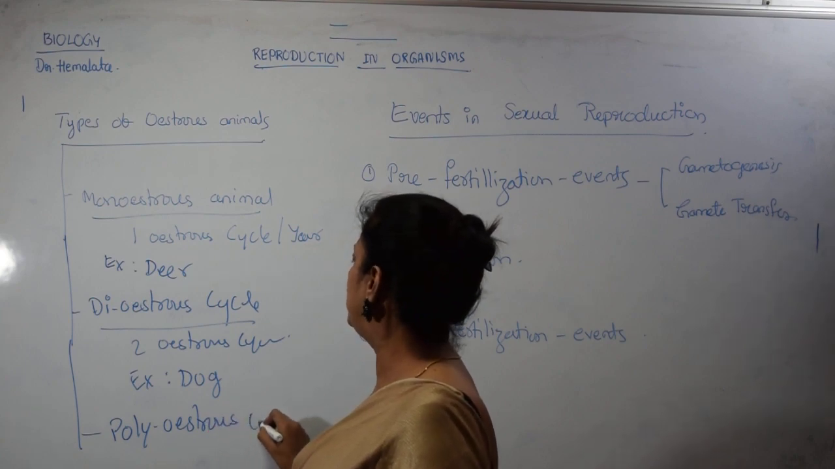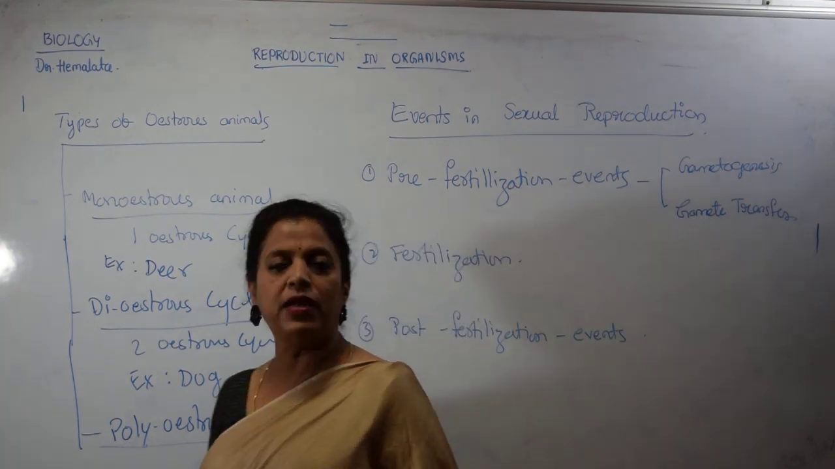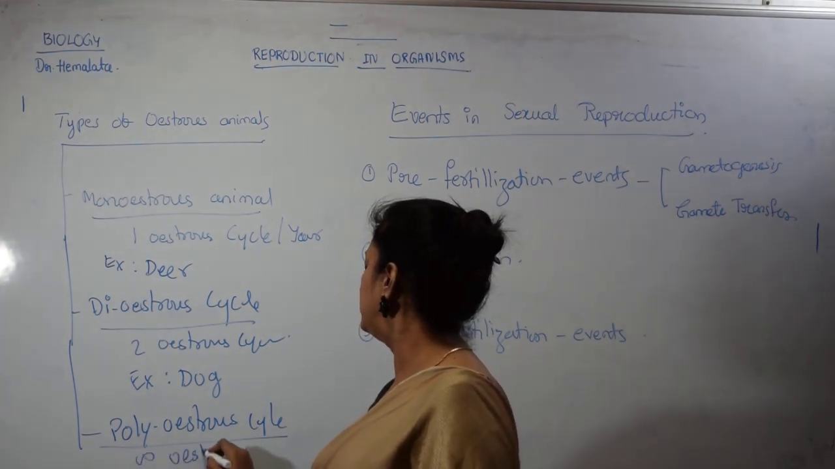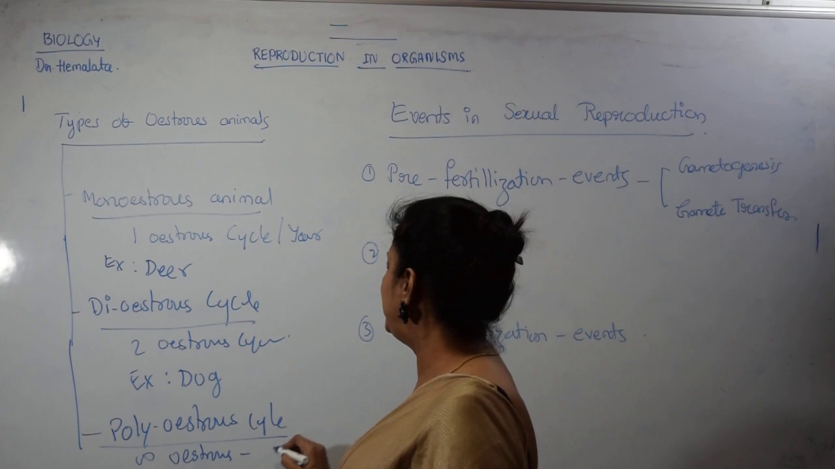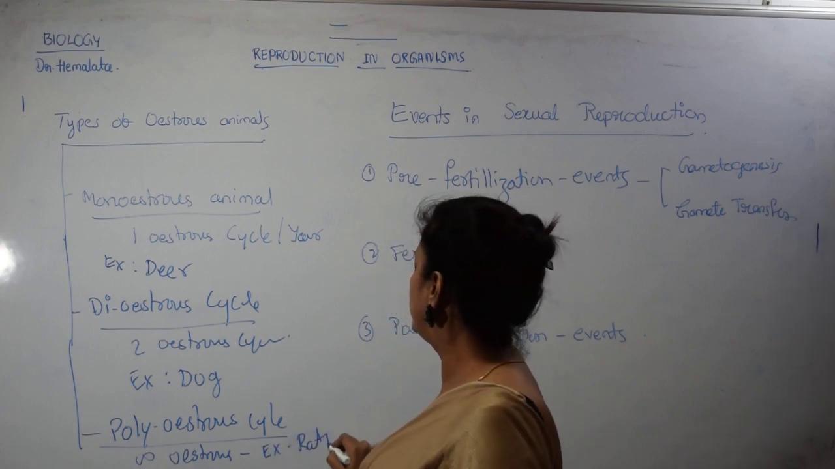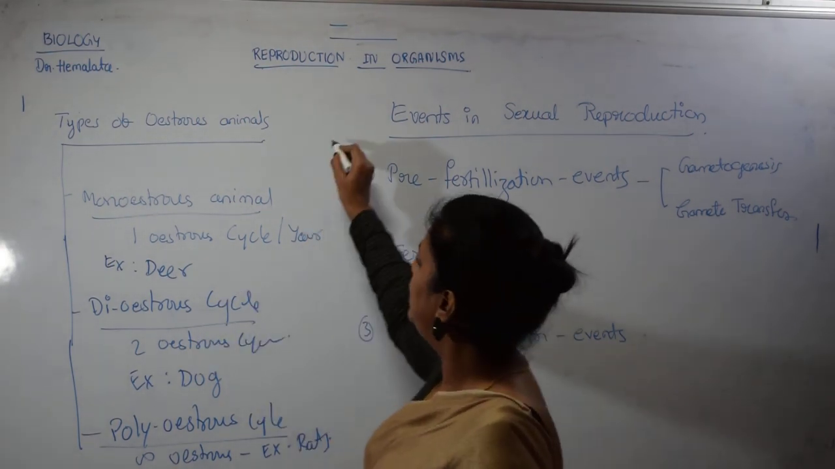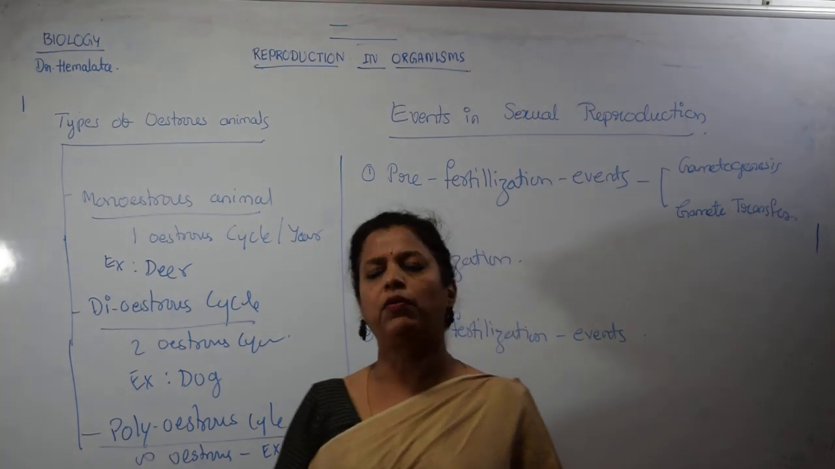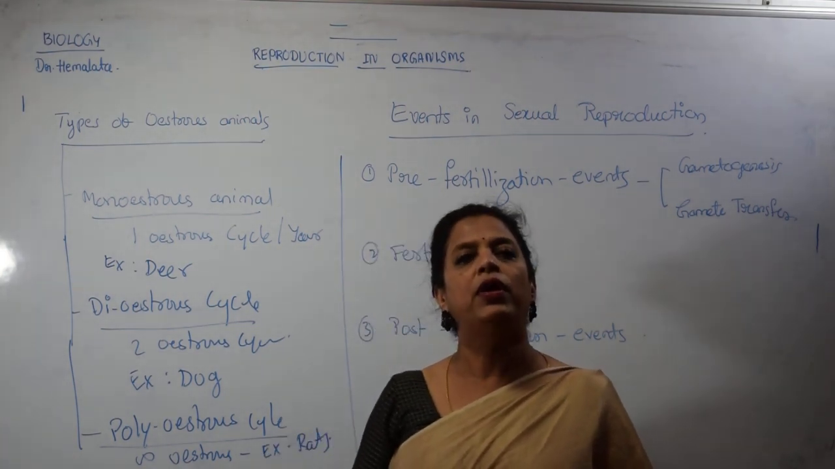Polyestrus cycle refers to many estrus cycles happening in a year, as it is seen in the example of rats or mouse. They undergo many estrus cycles in a year. So this can be asked in the 1 mark question. What are monoestrus cycles? What are diestrus cycles?